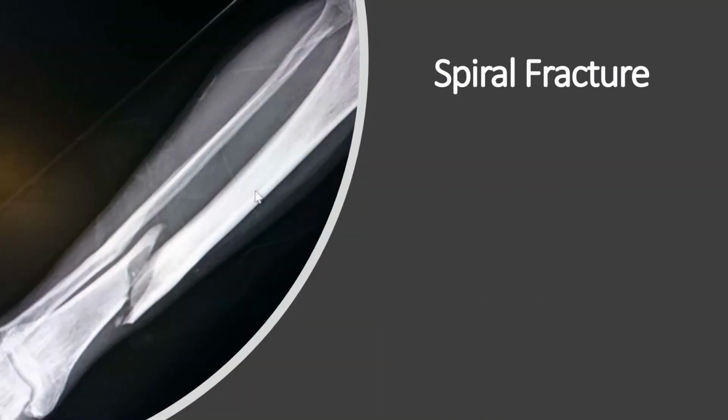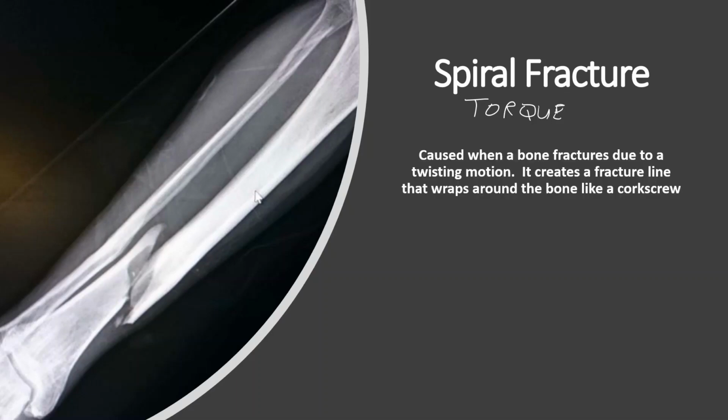A spiral fracture has been twisted, just like it sounds. Sometimes you might hear the word torque. I'll put it up here, torque fracture, again implying some sort of twisting or turning, and that's exactly what it is, caused when a fracture is due to a twisting motion. Causes sometimes a corkscrew-like break along the length of the bone, just like you see in the image here to the left. Almost always caused by a fall.